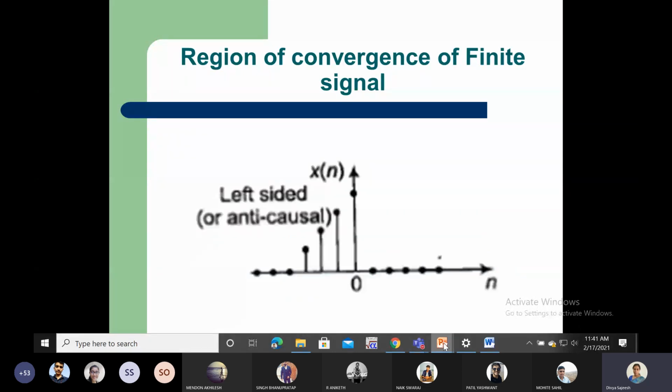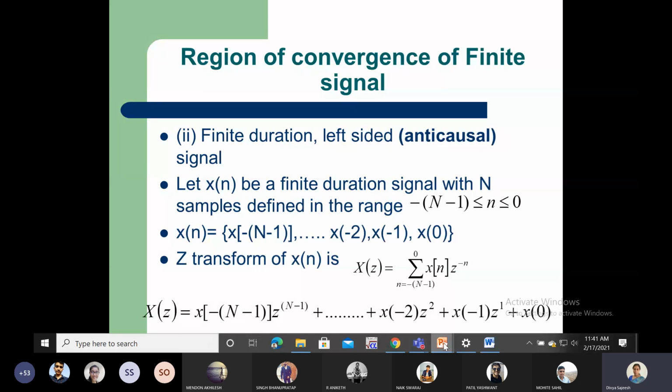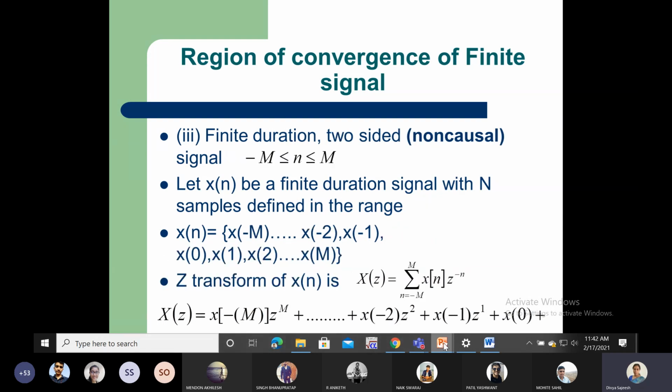So similarly, we found out for the left-sided signals or anti-causal signal, there also we defined the range from a particular minus n minus 1 to 0. So for that we applied again Z transform and we tried to see the values for which we can obtain the Z transform, which is known as the region of convergence.